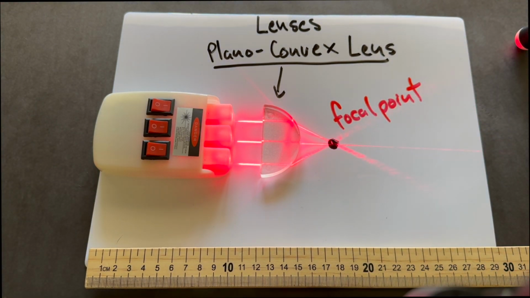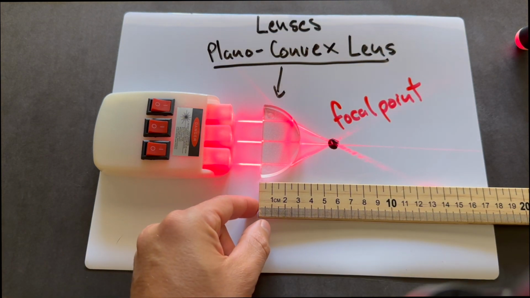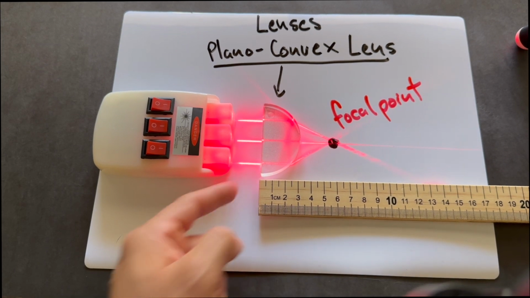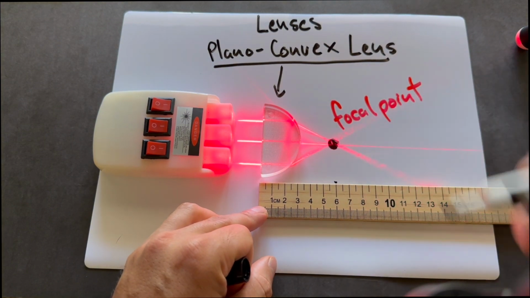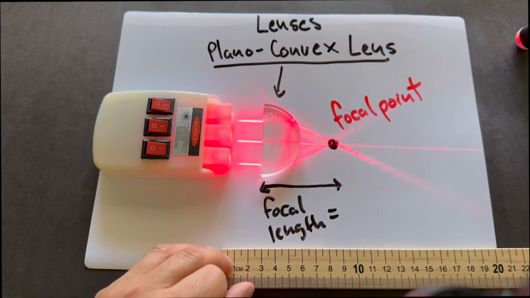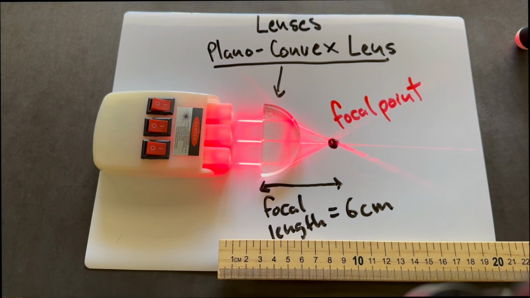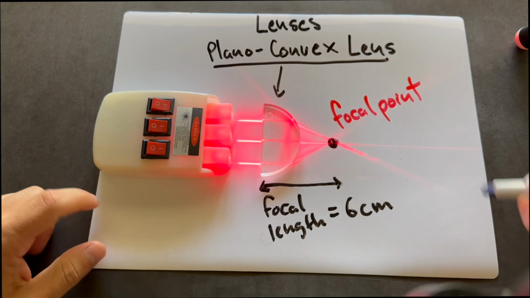And we can measure the distance to the focal point by measuring where the lens curvature begins, which is right here, to where that focal point is. And in this case, we bring that right down, it's about 6 centimeters. So the focal length of this specific lens is about 6 centimeters. The focal length tells us how powerful a lens is. So the measure of this ability to refract the light is called power.